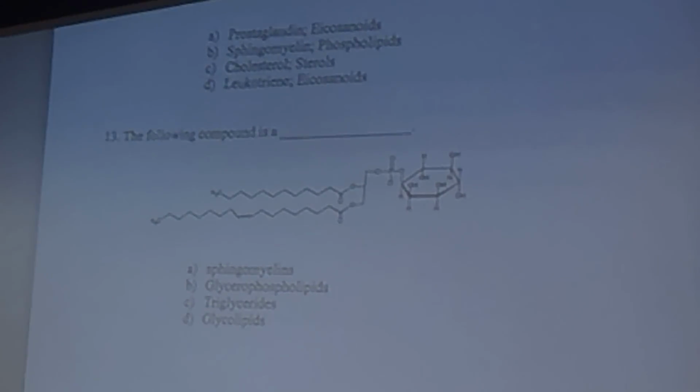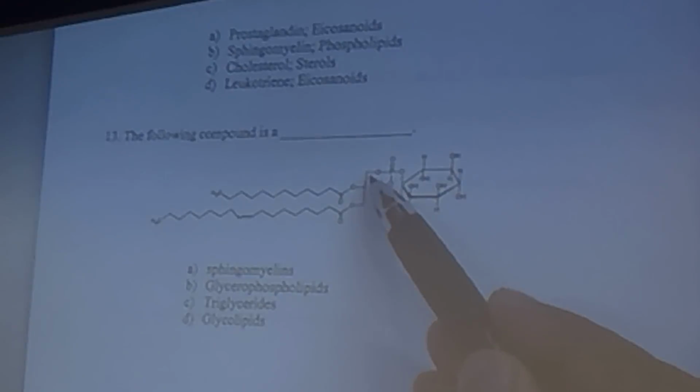Is this structure a sphingomyelin? What do we need to be a sphingomyelin? We must have a sphingosine backbone, right? And besides the sphingosine backbone, we should also have the phosphate group. So here, do you see any sphingosine backbone in this structure?